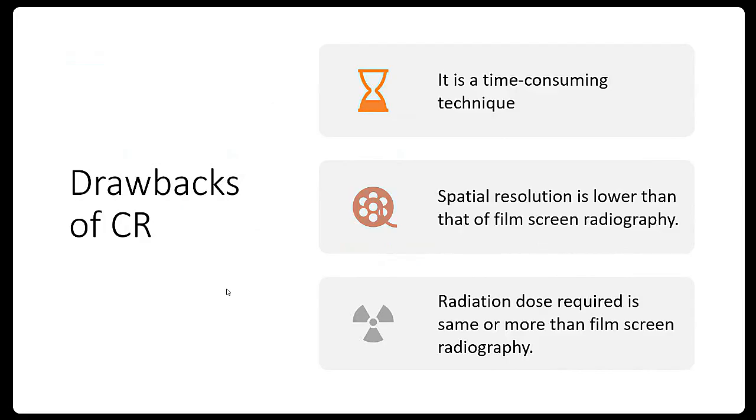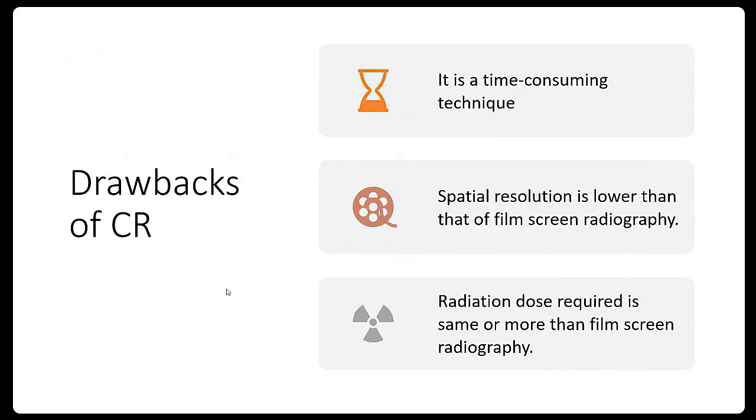Then spatial resolution is lower than that of film screen radiography. So one drawback of CR comparing to film screen radiography is spatial resolution is much lower than that of film screen radiography. But contrast resolution is better in computed radiography than film screen radiography. So don't confuse both of them. So understand spatial resolution is lower than that of film screen radiography.